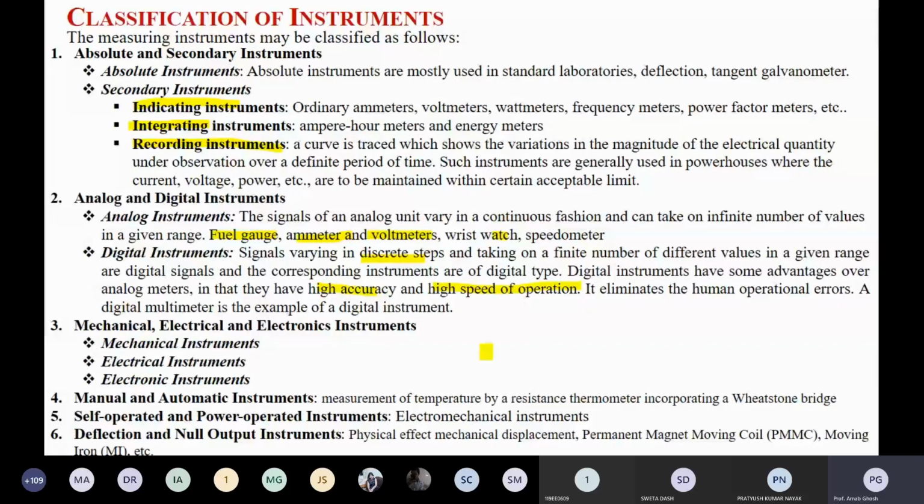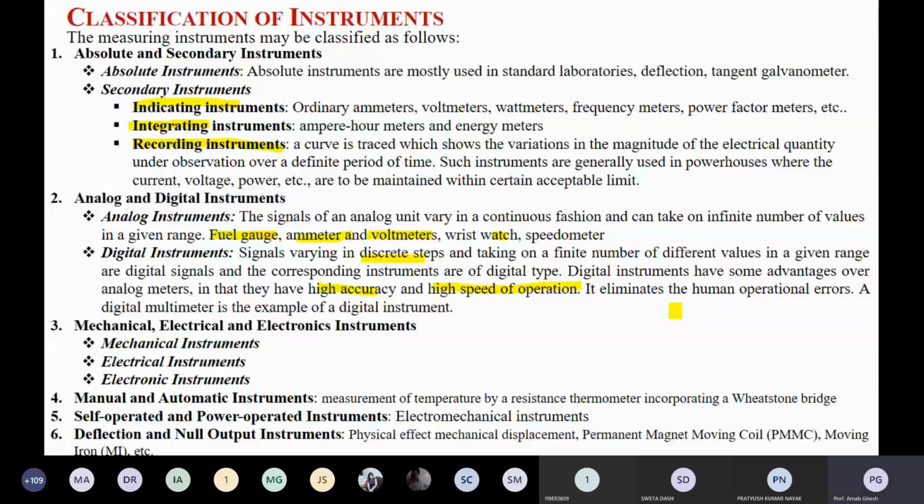Okay, so it eliminates human operational errors. Today I will also discuss some of the error signals, where you can understand what the different types of error may be. That will be discussed in a later slide, so you can easily understand from those slides. So human error should not be there. What happens if you are going to measure some value? If it is an analog instrument, then you depend totally on your own eye.